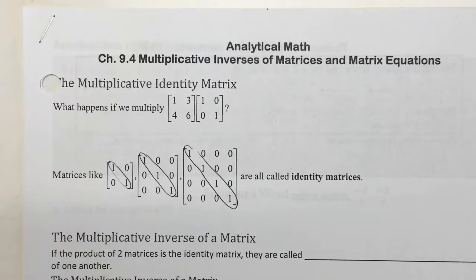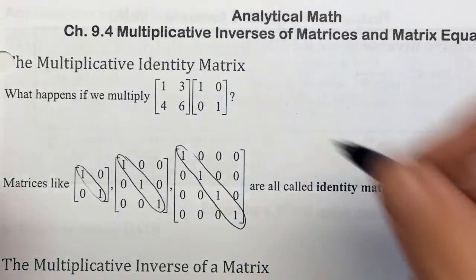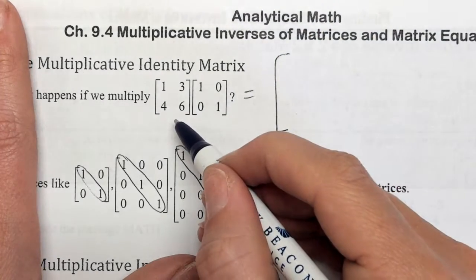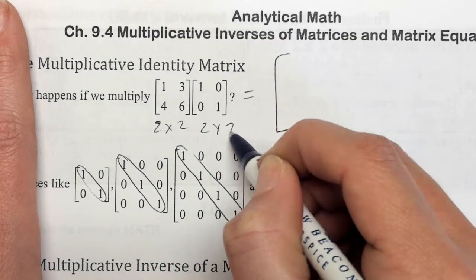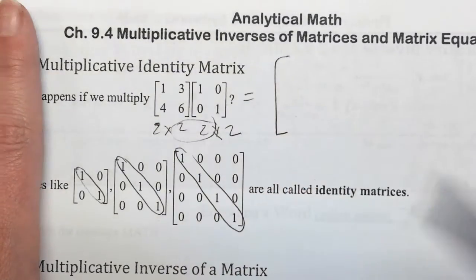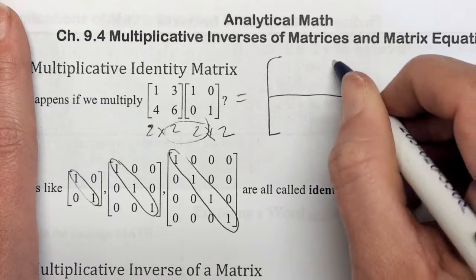Alright, first question is, what happens if we multiply these two matrices? So let's go ahead and do that together. First of all, can we multiply these? Yes, because both of them are 2 by 2. But do they have to be the same when we multiply them? Very good. So our size of our matrix is going to be a what? Good. Let's go ahead and make it.